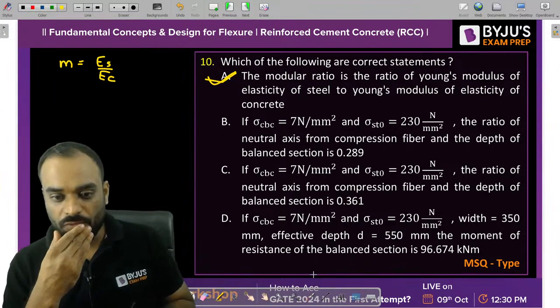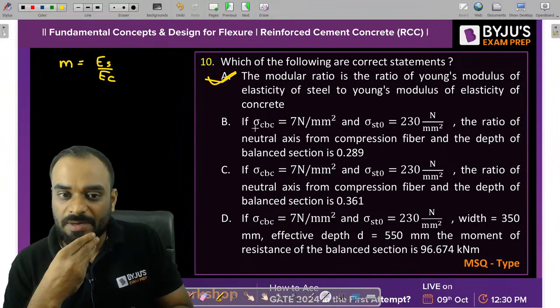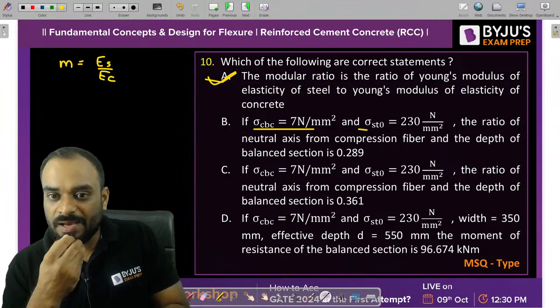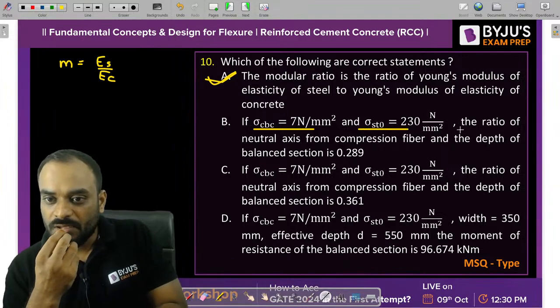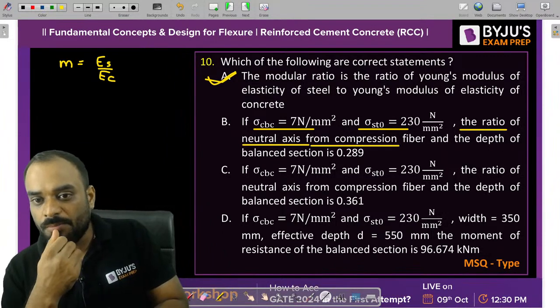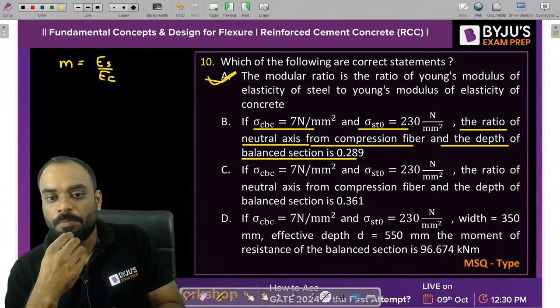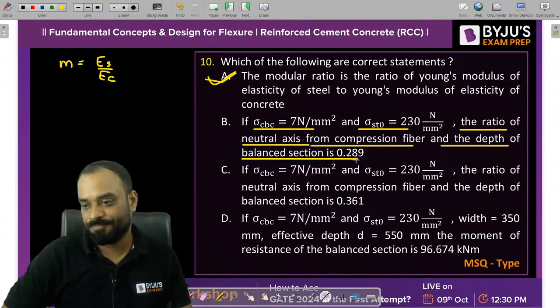What about B option? What is written over here? Kindly read it very carefully. Sigma CBC is 7, sigma ST is 230. The ratio of neutral axis from the compression fiber and the depth of balance section is 0.289, right?